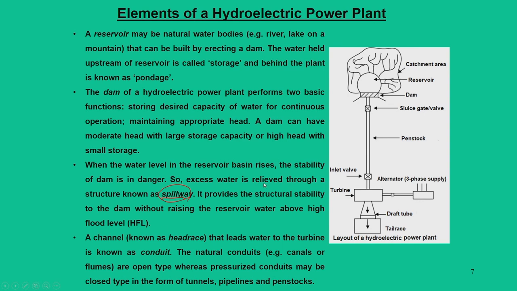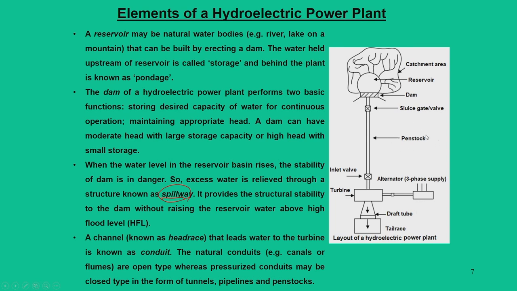Then the passage of water in a channel is known as the head race, and it leads the water into a conduit. Now, this conduit, that means, when the water comes from the dam to the turbine, the possible way we can think of is a closed passage, typically a penstock or pipe, and we call this a conduit.